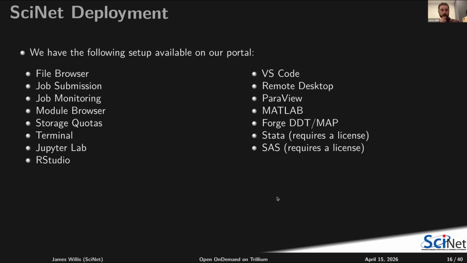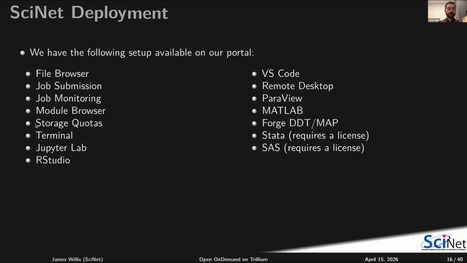So we currently have the following setup on our portal. We have the file browser, we have job submission and monitoring, and what we also have is the module browser, which lets you look at all of the software modules available on Trillium and to see which modules are needed to be loaded before loading the module of choice, so all the module dependencies. So you can just copy and paste from this app in Open On Demand into the terminal or whatever script that you need to run directly.